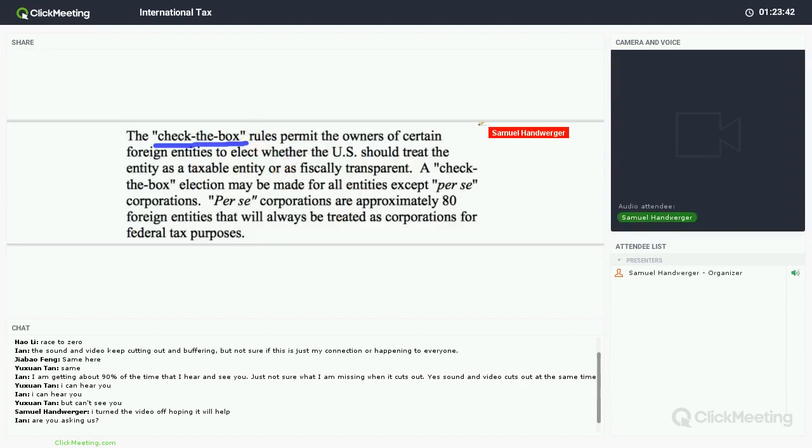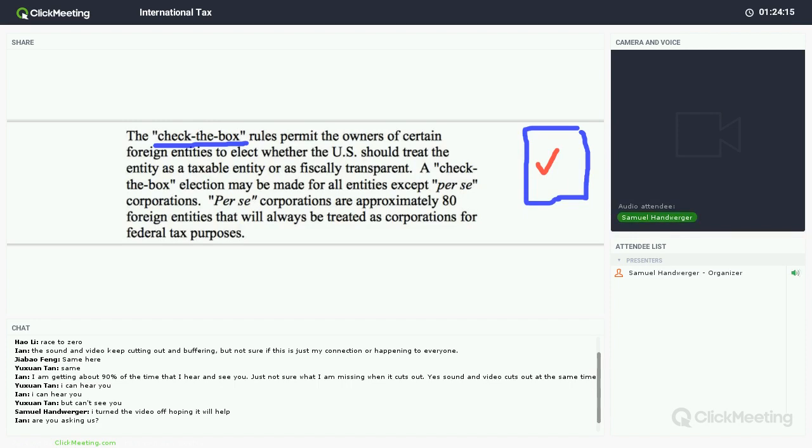These rules are called check the box because to do it, it's simply a form that you get from the IRS. You can imagine where I'm going here. That sort of looks like an IRS form to me. They're always crooked. And you just check a box. The box that you check will tell the IRS, consider this entity to be a partnership, corporation, S corporation, it gives you a variety of choices.